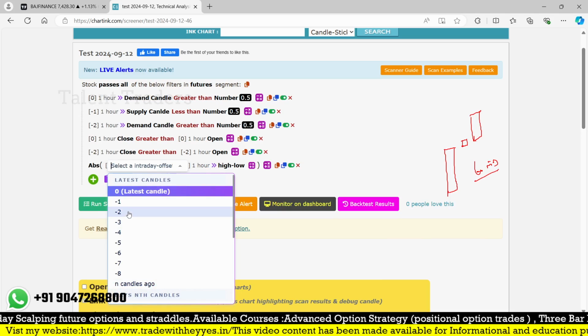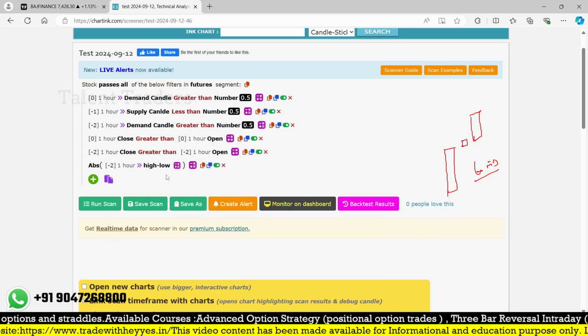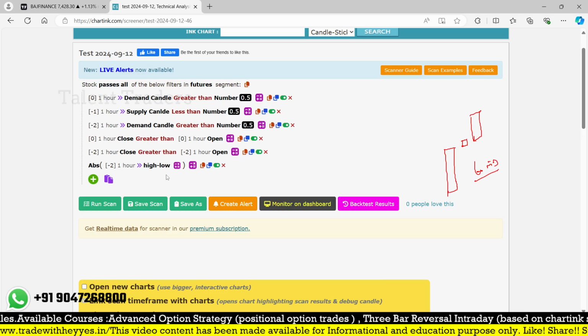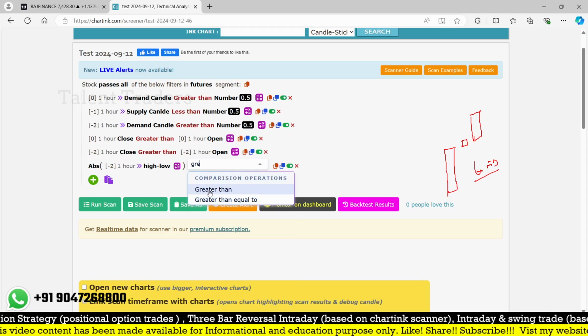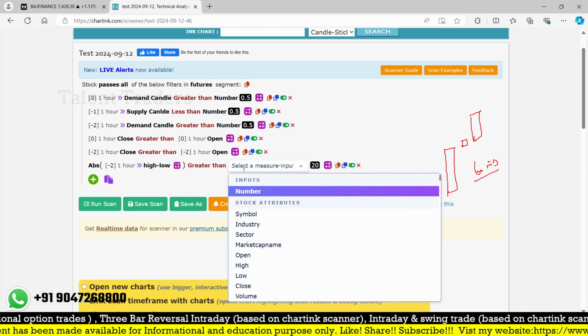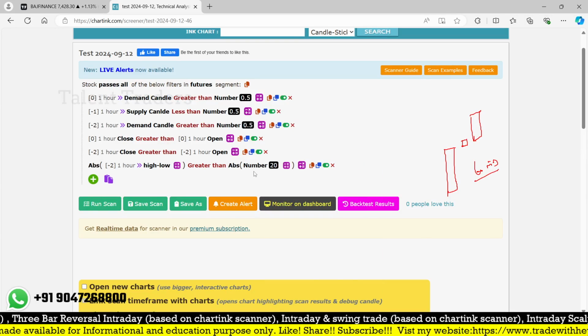Okay, so we'll use a 2-second candle, that is the third candle. In this case, the current candle, -1 and -2, that is the third candle, and that high minus low must be greater than ABS. ABS means it's an absolute value.